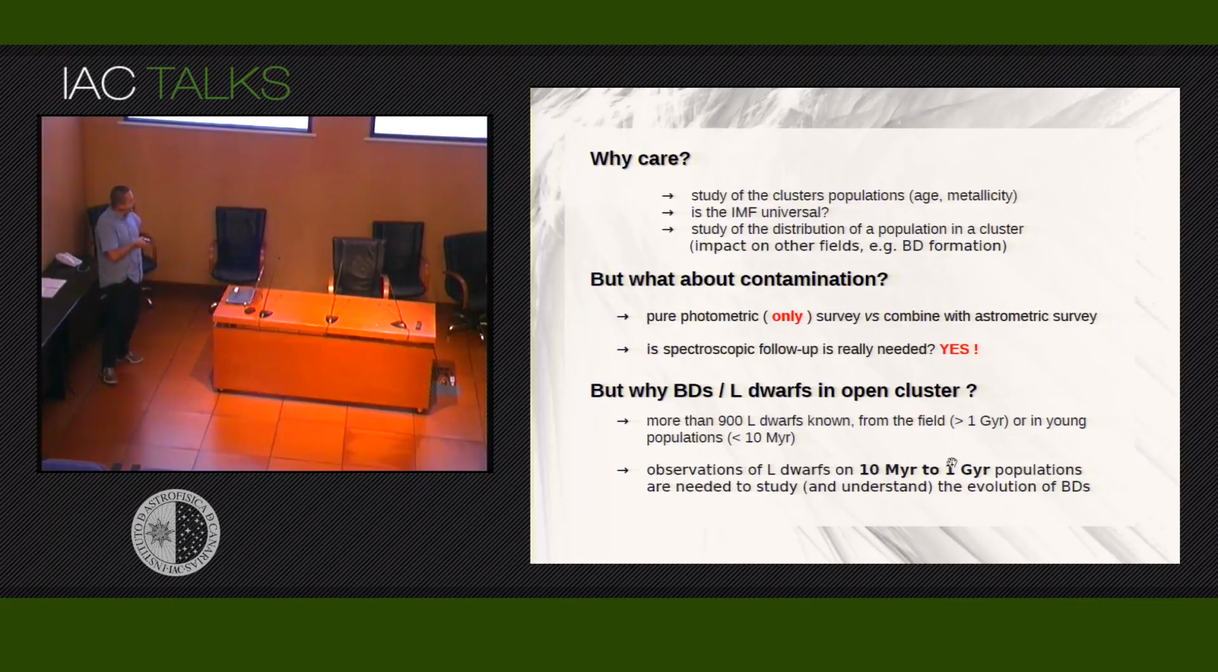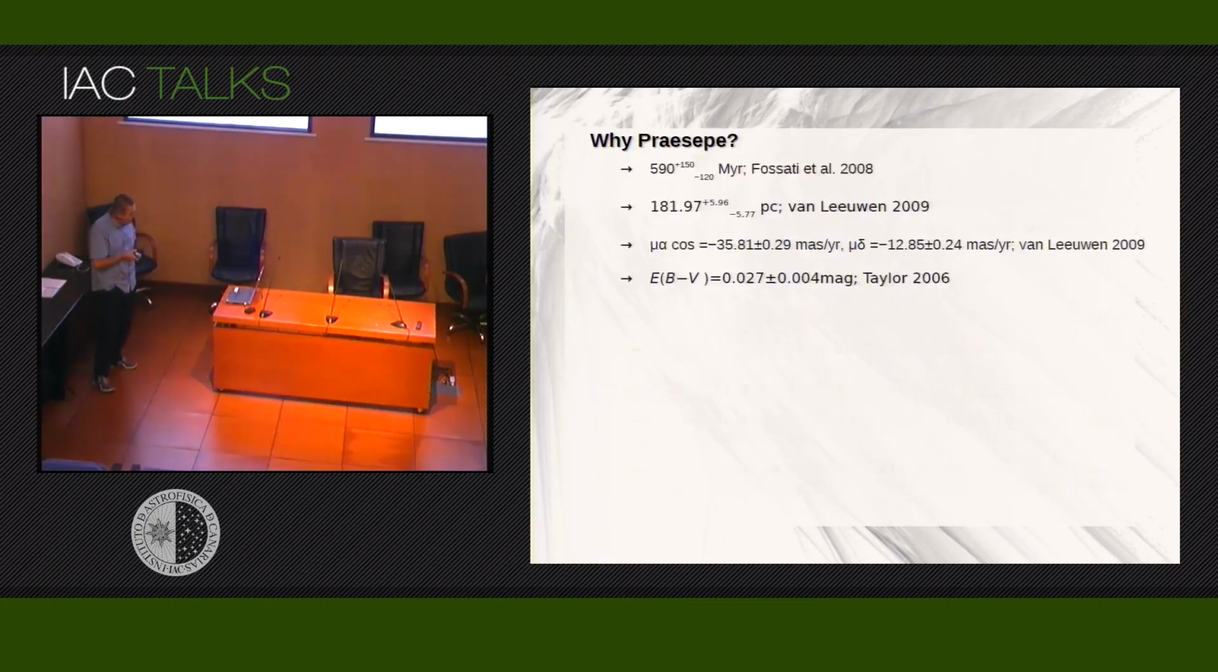So you have a big gap between 10 million years and 1 gigayear where you don't have many confirmations by spectroscopy of L dwarfs. You have, for instance, the cluster in the Pleiades, where L dwarfs were observed spectroscopically by Gabriel Bihain. And you also have, for instance, L dwarf candidates in the Hyades, but no spectroscopic follow-up in this age range. So why Praesepe?